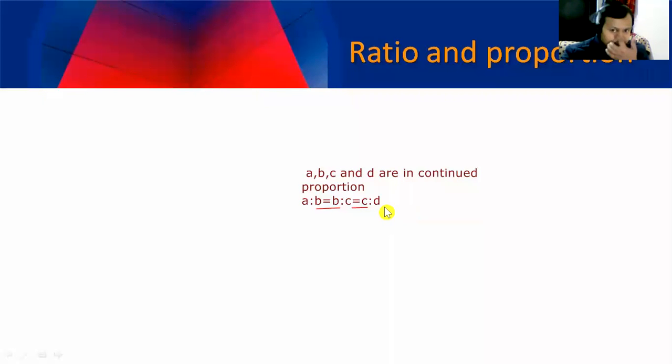While solving questions, we have to take the same thing. If numbers are in continued proportion, as given in the question, we have to say A is to B is equal to B is to C is equal to C is to D. Is this clear to you all? Yes, sir.